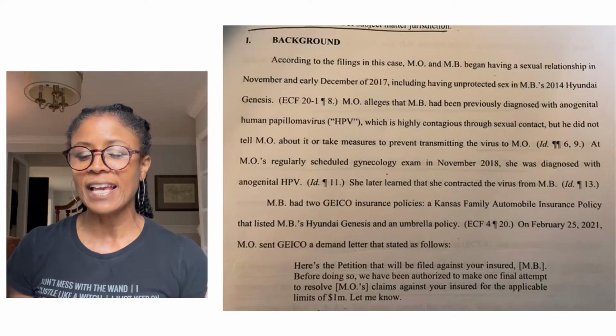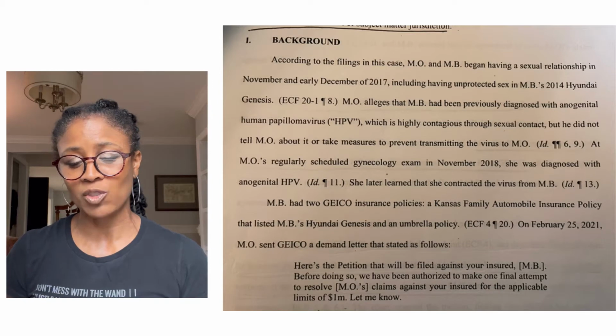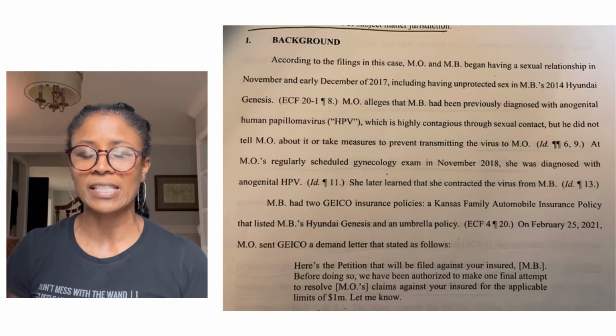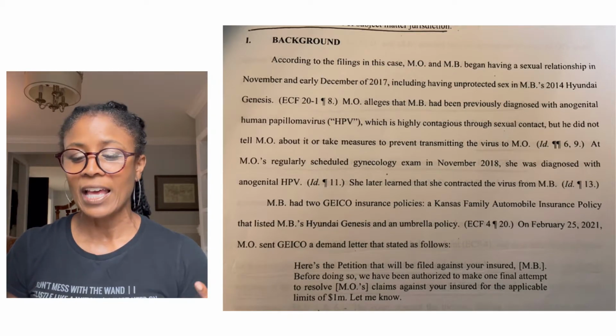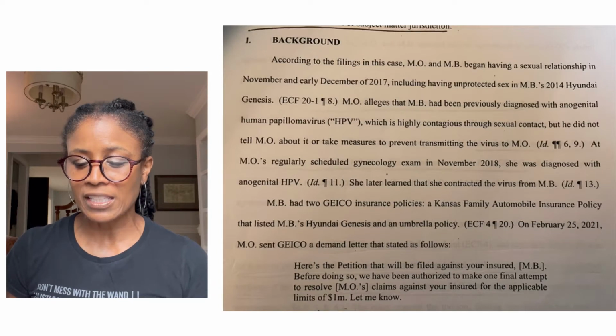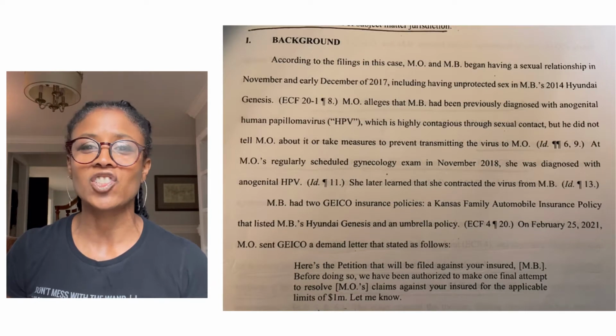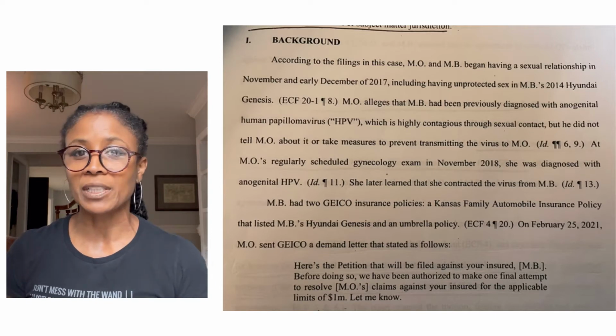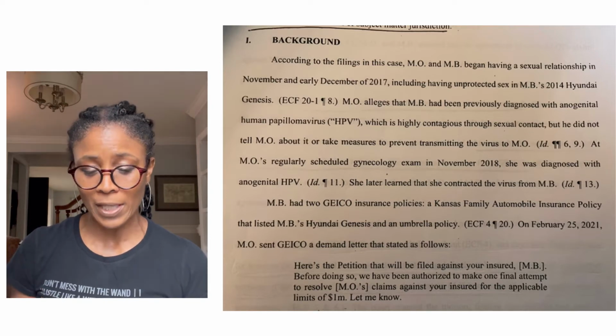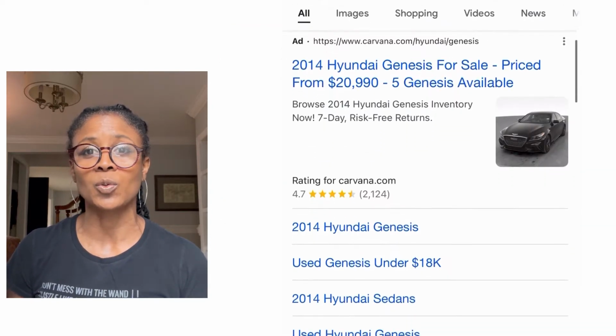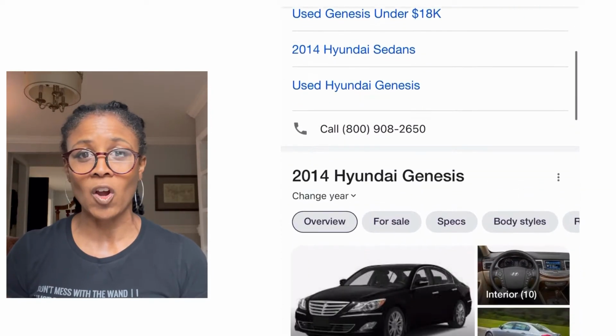Let's give some background here, all right? According to the filings in this case, and this is directly coming from our pieces of paper here, MO and MB began having a sexual relationship in November and early December of 2017. This included having unprotected sex in MB's 2014 Hyundai Genesis. I was not really familiar with what a Hyundai Genesis was, so I actually looked it up for those of you who are interested in knowing what that car is.